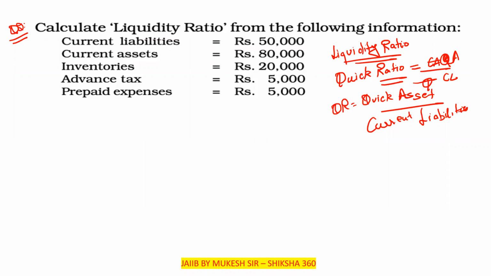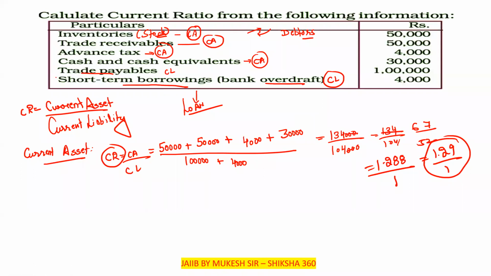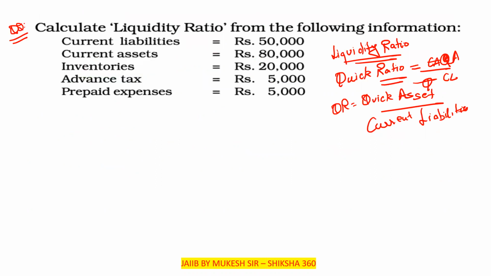Now let's discuss, like in the previous question, advance tax is a current asset that we have already paid. Here the current liabilities are given as 50,000. So quick ratio is equal to quick asset upon current liabilities, and the denominator here is fixed.